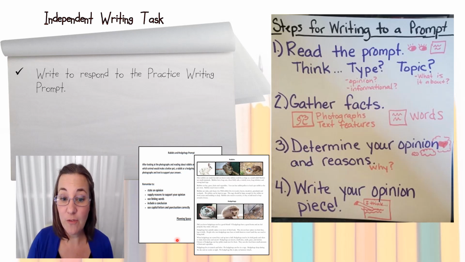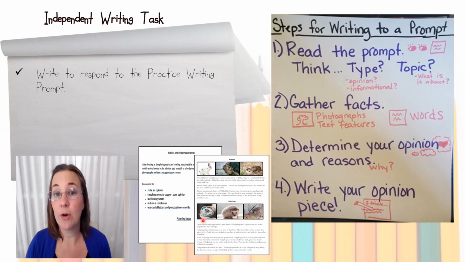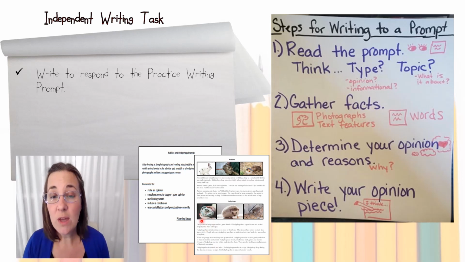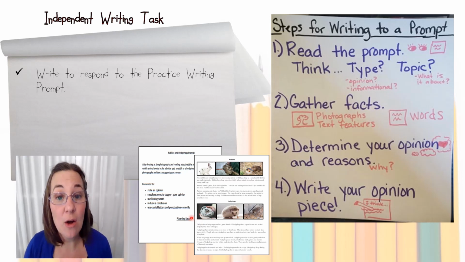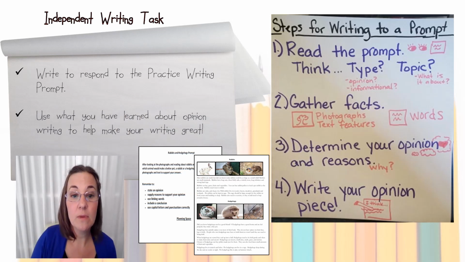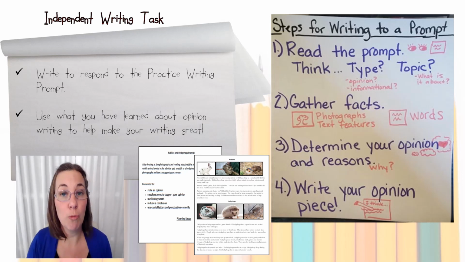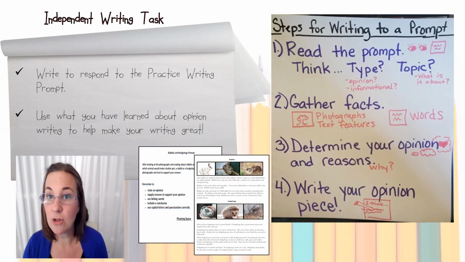You're going to gather the facts from the rabbits and hedgehogs text. This you do need to read on your own. But remember, if you can't read every single thing, don't get frustrated. It's okay. Gather the facts that you can read and facts from the photographs, because that can give you a lot of information. Then use what you've learned about opinion writing to make your writing great. If you want to look back at any of our anchor charts to help yourself, they're going to be on the next few slides in the Nearpod.